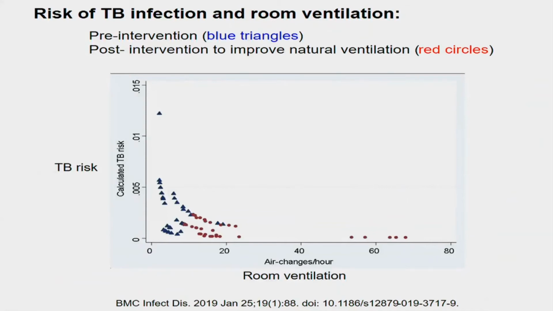And then we modelled the TB risk in all those spaces. And again, it's not rocket science. Here we are, the blue triangles. These are all the pre-intervention measurements. So the air exchange is much less, and the TB risk is much higher. The red circles is post-intervention. Suddenly the room ventilation is getting much higher, and your calculated TB risk is getting lower.